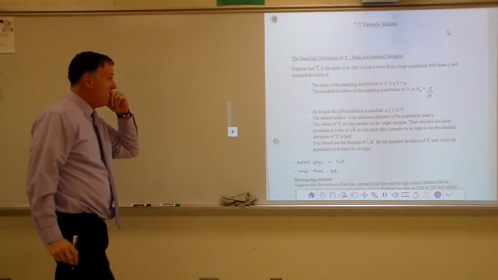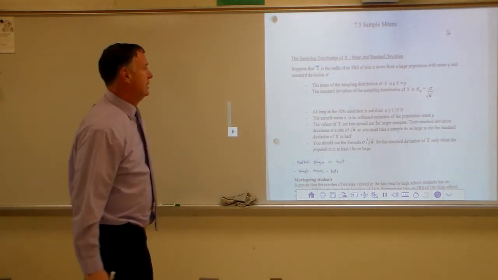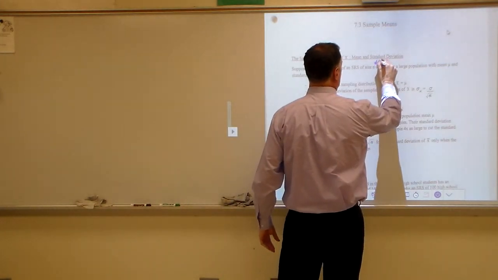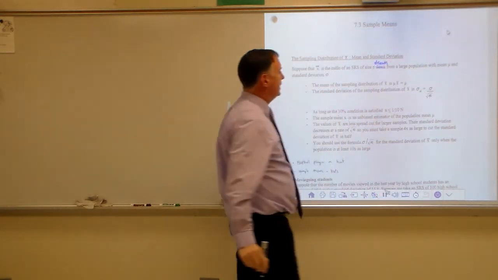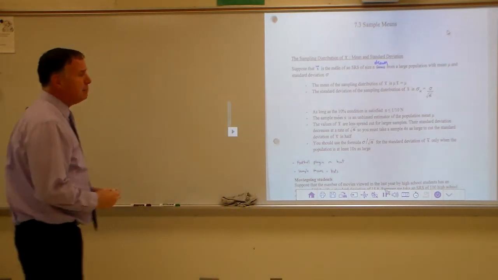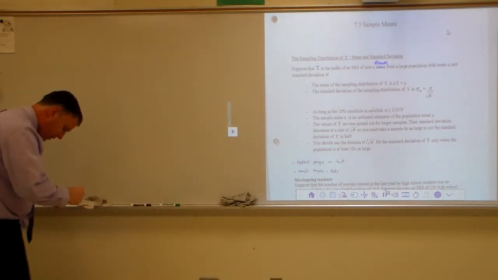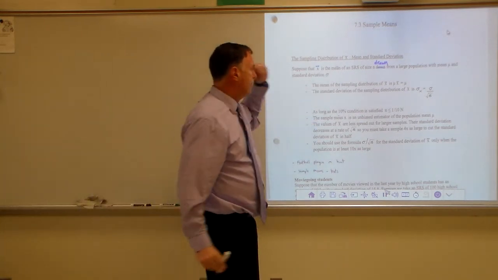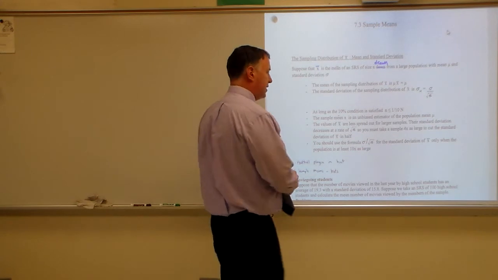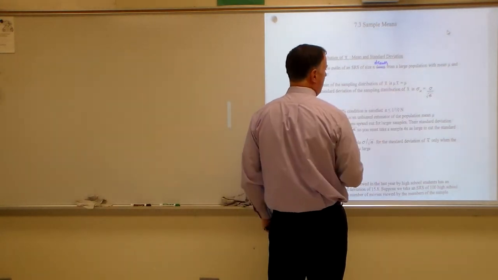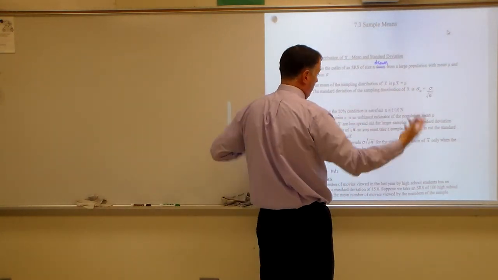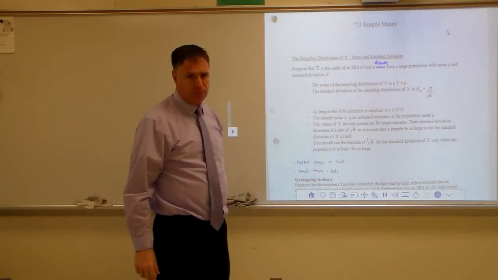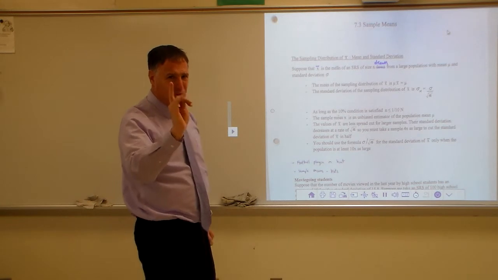Suppose X bar is the mean of an SRS of size n drawn from a large population with mean mu and standard deviation sigma. The mean of the sampling distribution of X bar is the mean of the population. If they give you the mean of the population, that's the mean of your sampling distribution. Now the standard deviation is a little different.